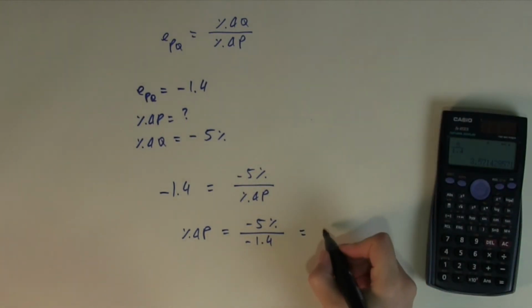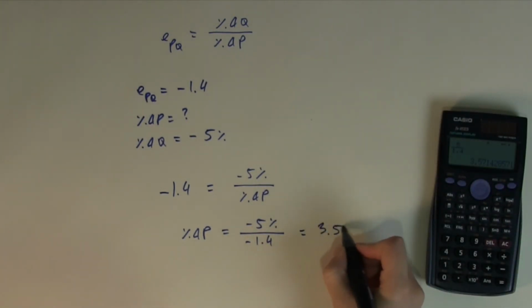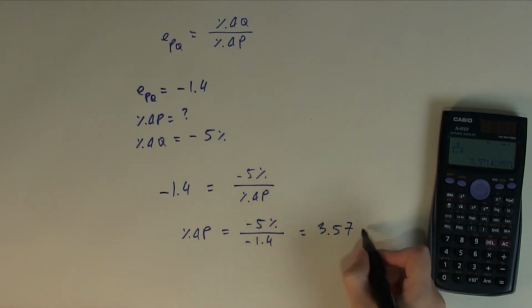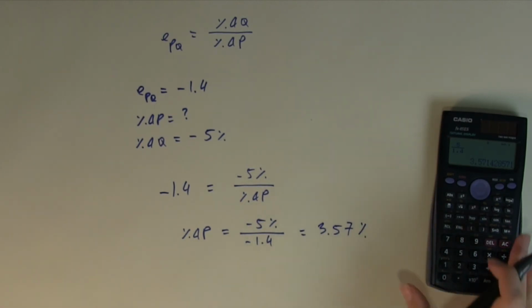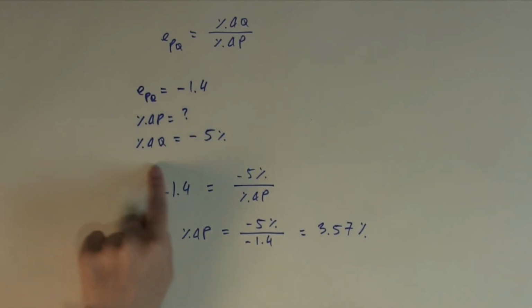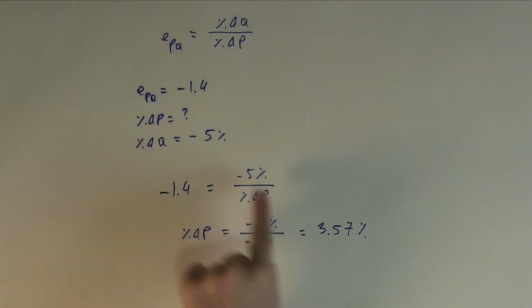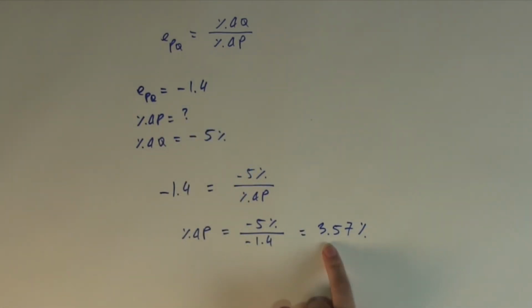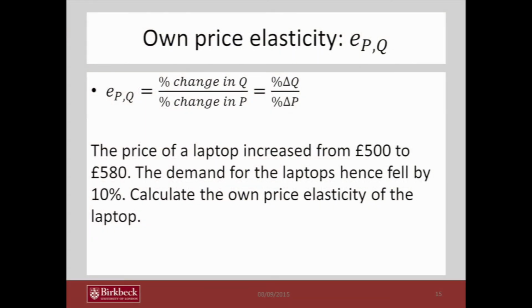So that is 3.57 to 2 decimal places. Which means that as demand falls by 5%, price will increase by 3.57%. Now, one last example around own price elasticity, which is slightly different.